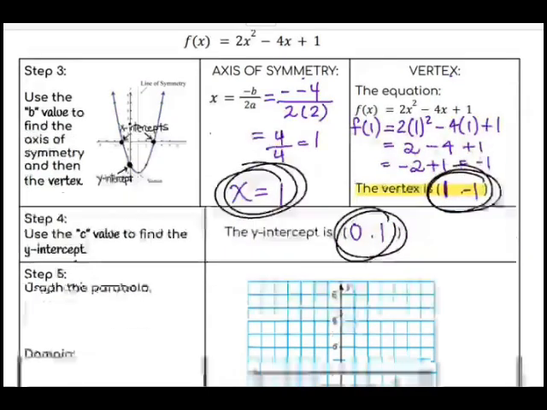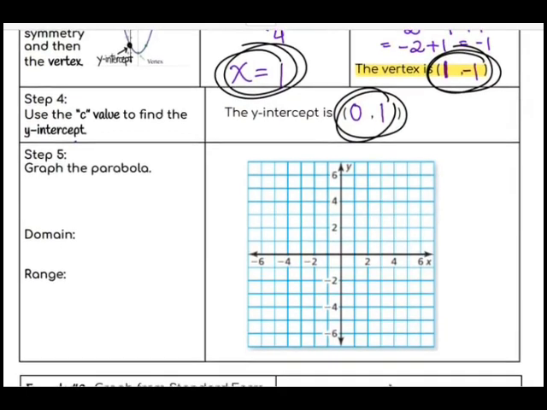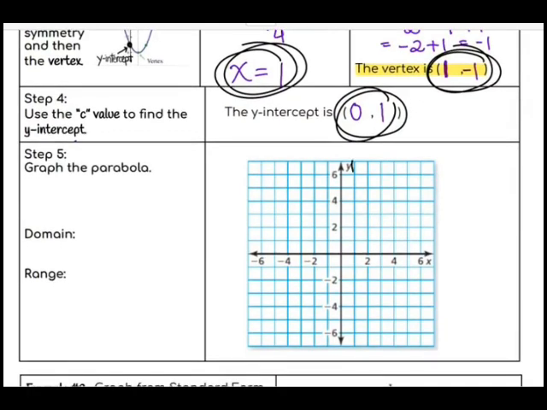So let's put it all together. I'm going to go ahead and start with my axis of symmetry. I'm going to just draw this imaginary line here. The vertex is at 1, -1, so I'm going to give myself a distinct point there. I know the y-intercept is at 0, 1. Now I can see this upward shaped U starting to form.